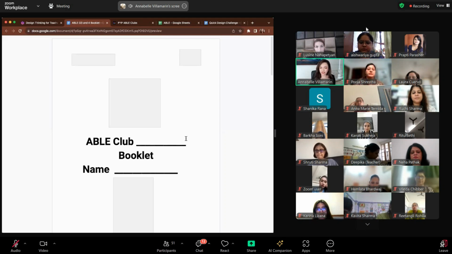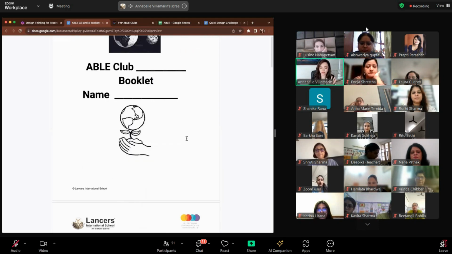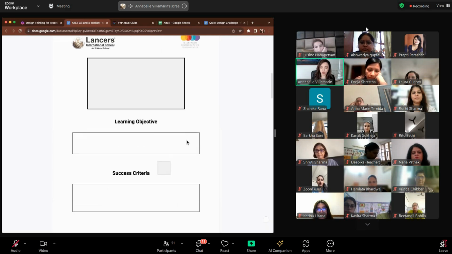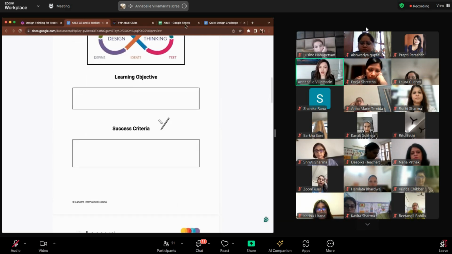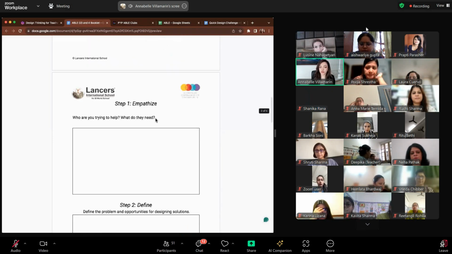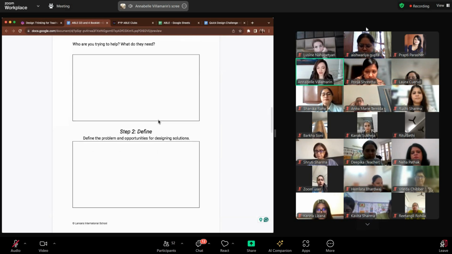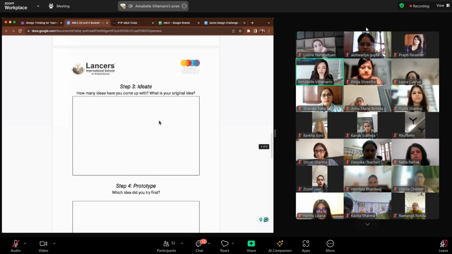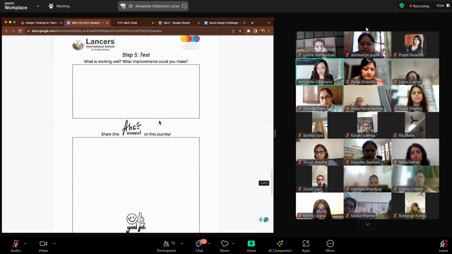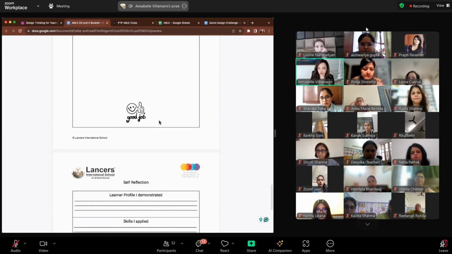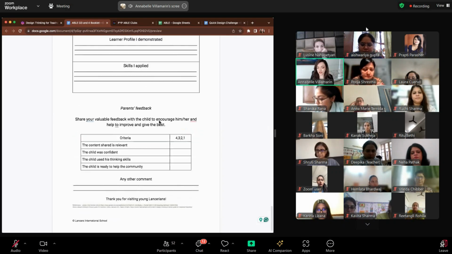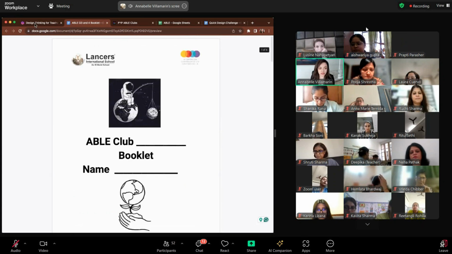So here it's just a simple booklet. It basically just had boxes for the kids to fill in. What's your learning objective? What's your success criteria? When you empathize, you know how we guide the kids with guide questions. They also had the empathize guide questions, the define, the ideate, the prototype, and the test, right? So those are examples of how the teacher supports the children documenting the design thinking process.